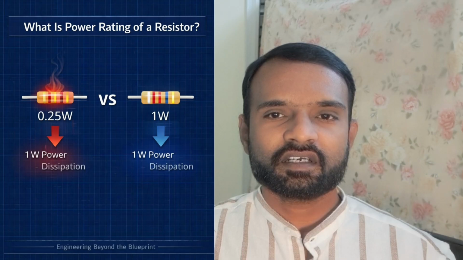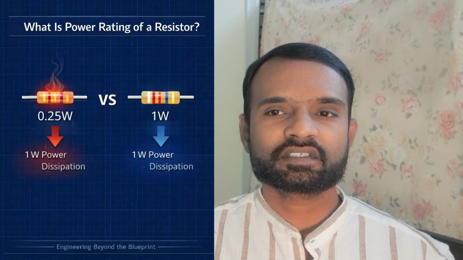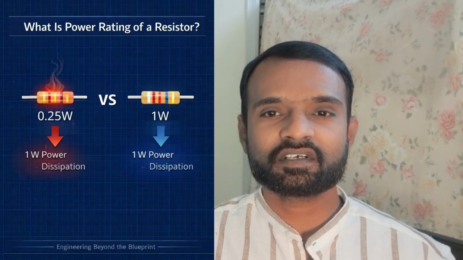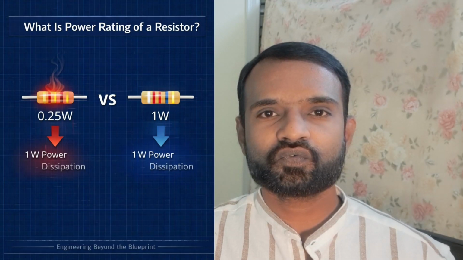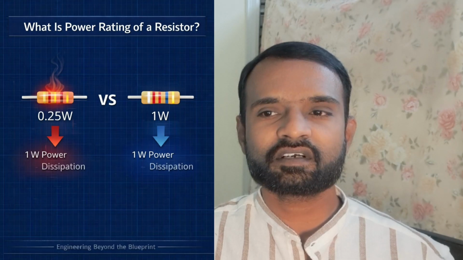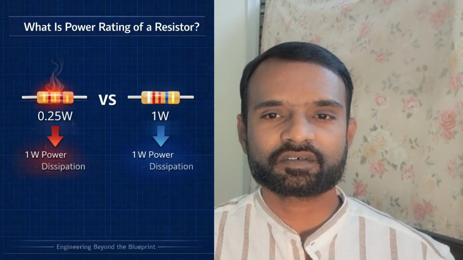What is the power rating of a resistor? The answer is the maximum power a resistor can safely dissipate without damage. Example: using a 0.25 watt resistor in a 1 watt application causes overheating and failure.